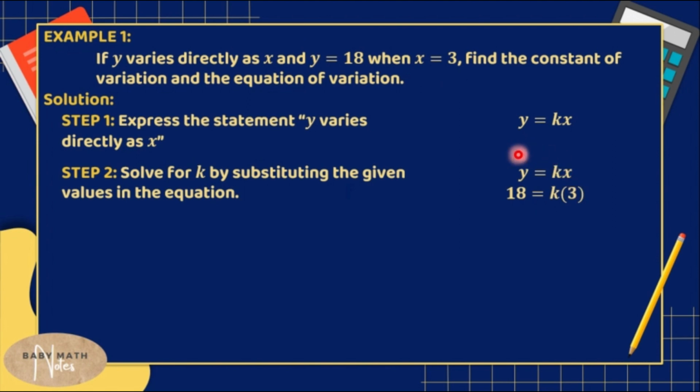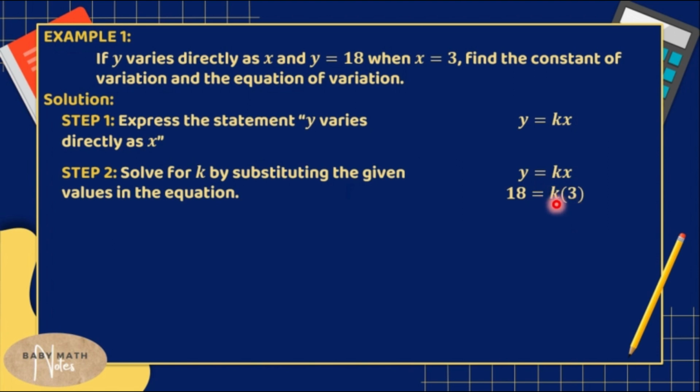So pag magsasubstitute tayo, itong y, papalitan lang natin yan ng kung ano yung value niya. So since y is equal to 18, lagay mo yun dyan sa left side kasi nandun si y. And then, x is equal to 3. So itong x na yan, palitan mo lang ng 3. Para makuha mo yung value ng k, siya na lang yung natitira na variable. Okay? So, yun yung hahanapin natin.